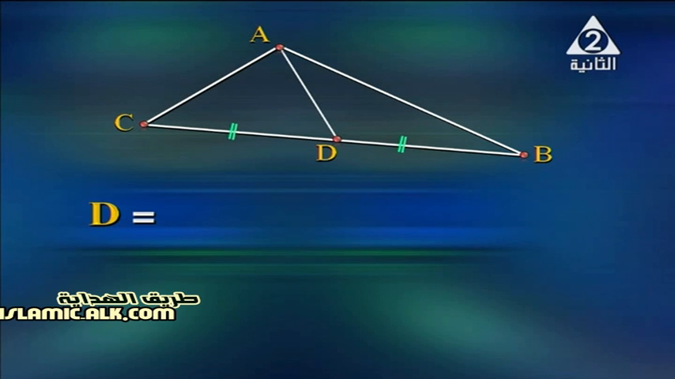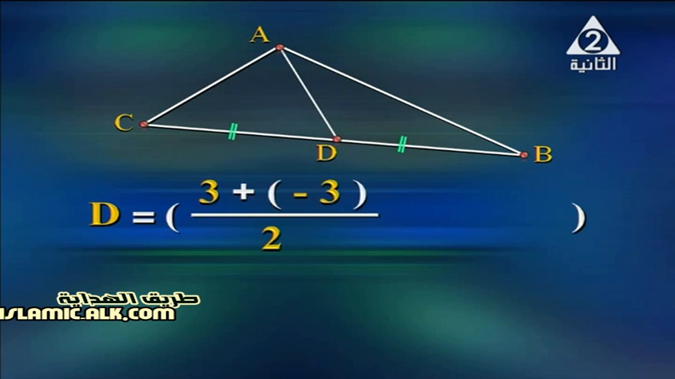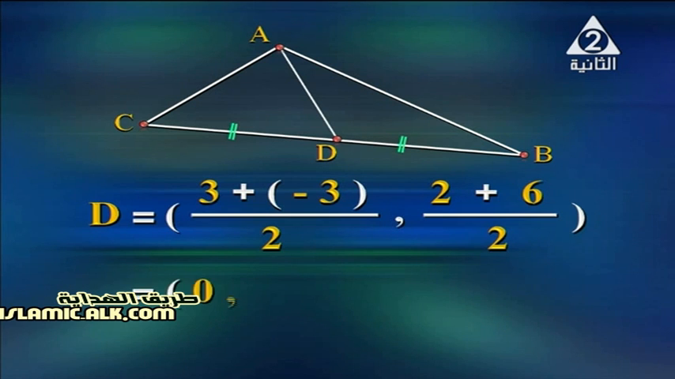Then, to find the coordinates of the point D, it is the midpoint of BC. So, what about D? It is (3 + -3) over 2 and (2 + 6) over 2, to obtain the coordinates of the point D as (0, 4).